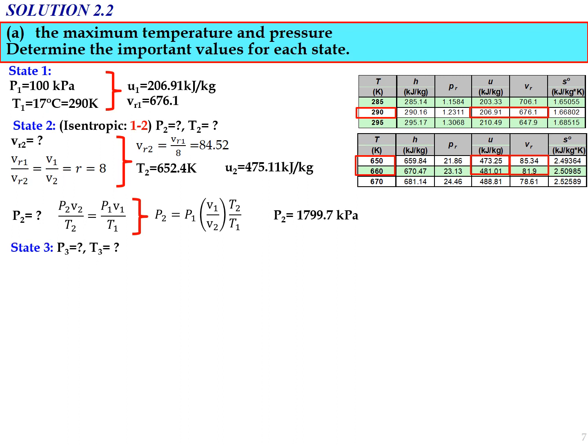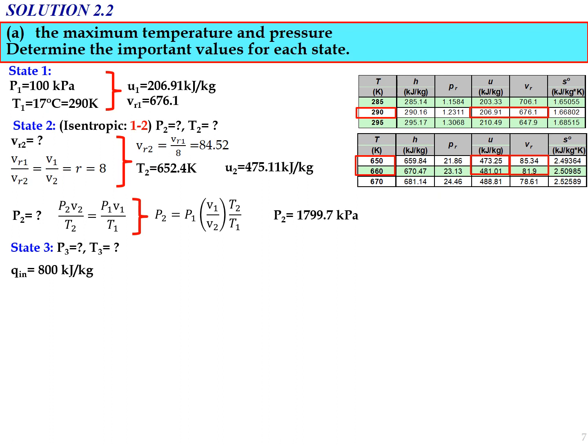So now for state number 3, if we can solve state number 3, actually we already answer question A, because question A asks you to determine the maximum temperature and maximum pressure, which refer to the values of T3 and P3 respectively. Okay, so now we don't have any information. However, in the question we have the value of Q in, which is equal to 800 kJ per kg.